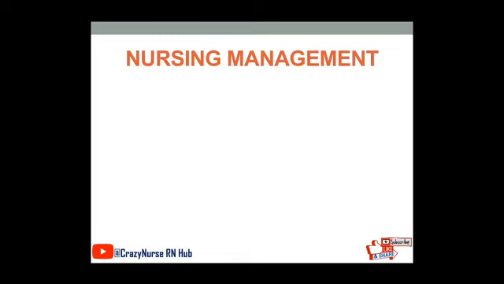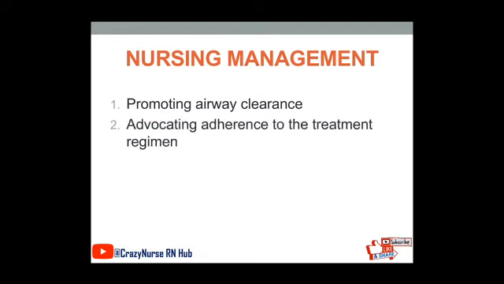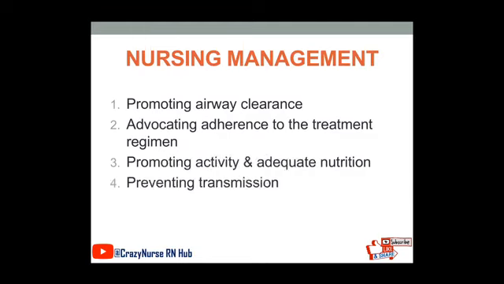For the nursing management, we have to promote airway clearance. Also, we have to advocate adherence to the treatment regimen. Also, promote activity and adequate nutrition. Also, we have to prevent transmission. So these are the 4 major nursing managements that we should observe or implement for patients who have pulmonary tuberculosis.